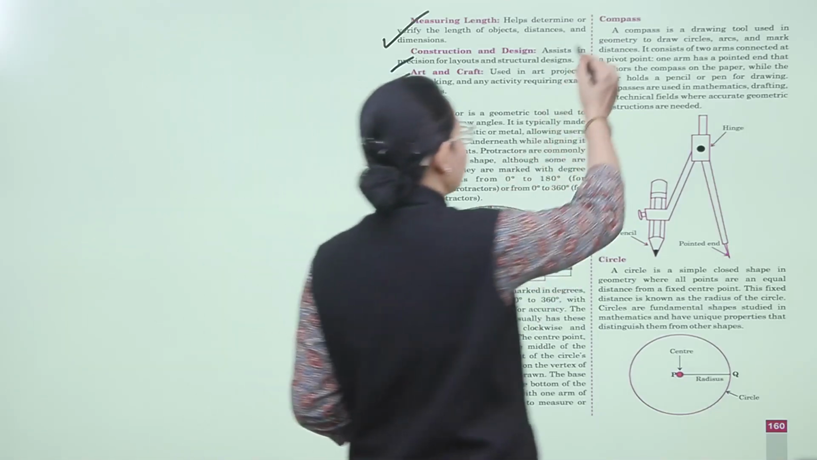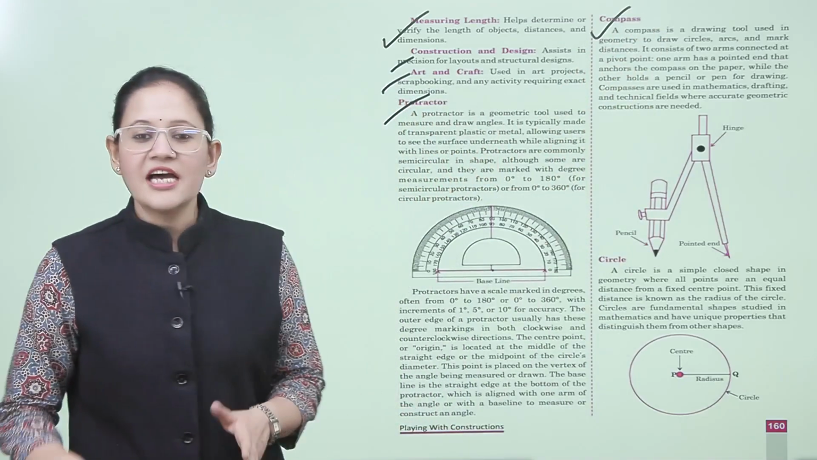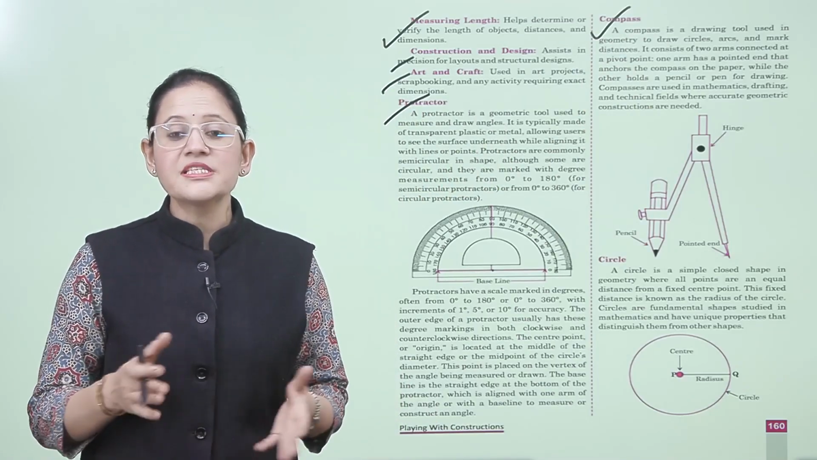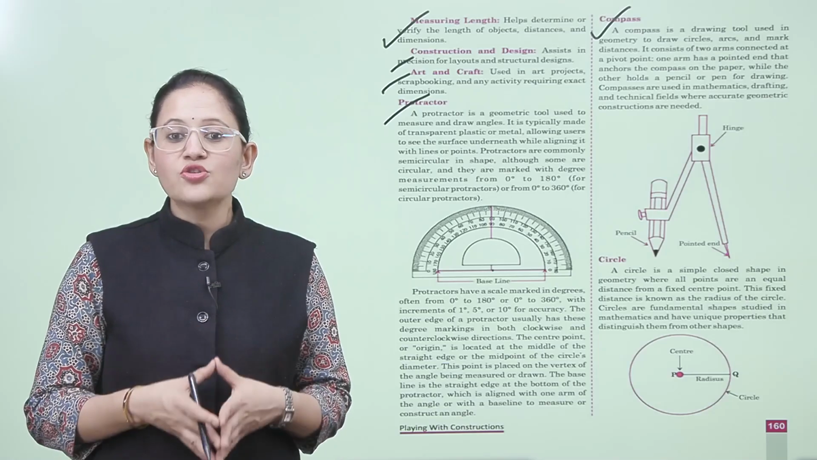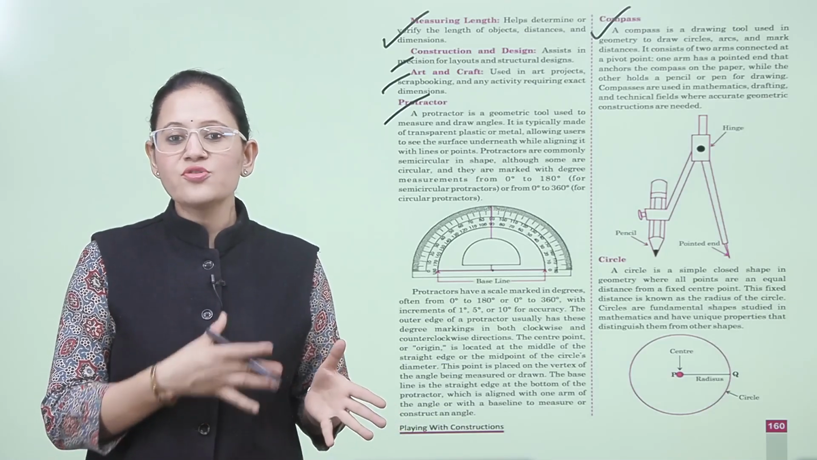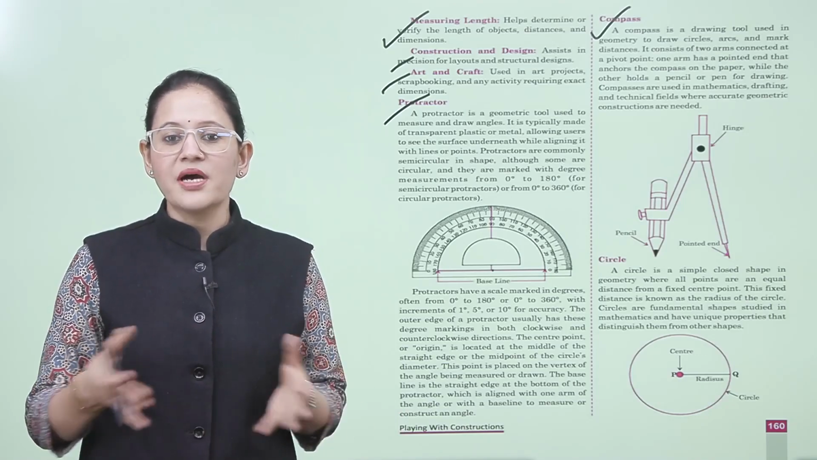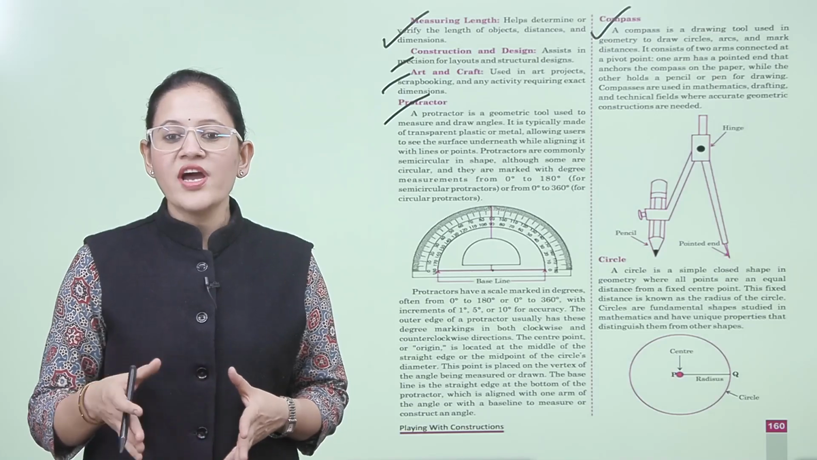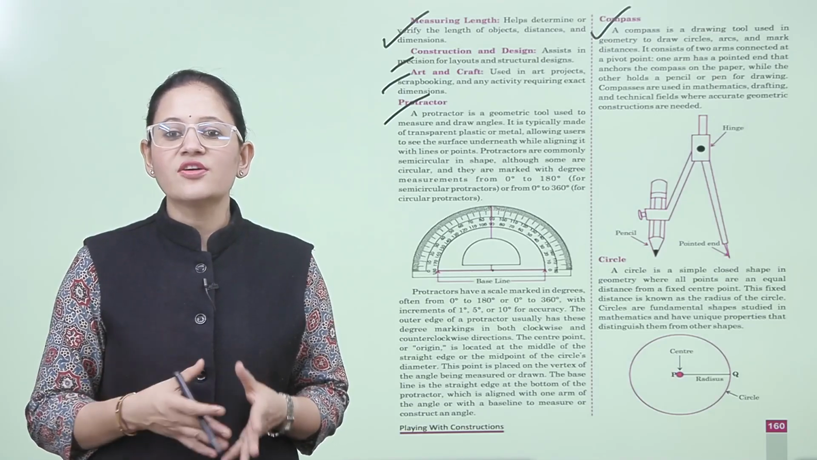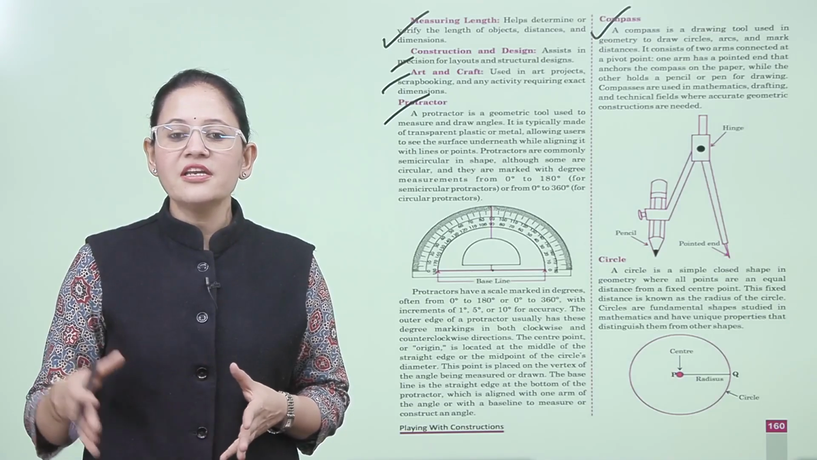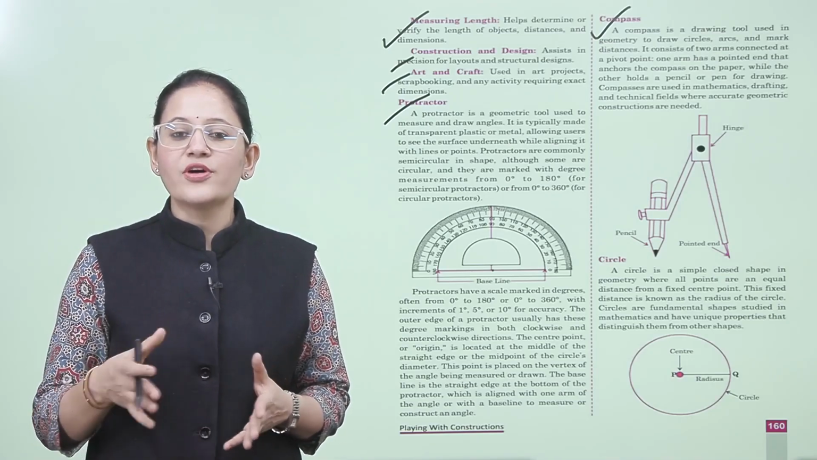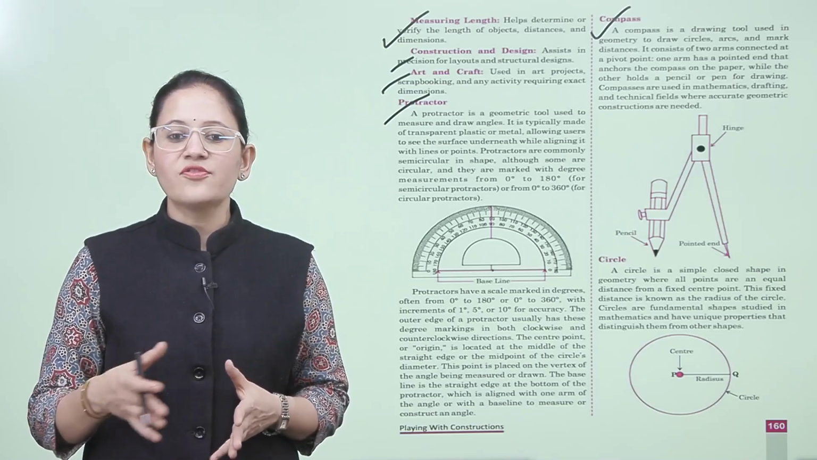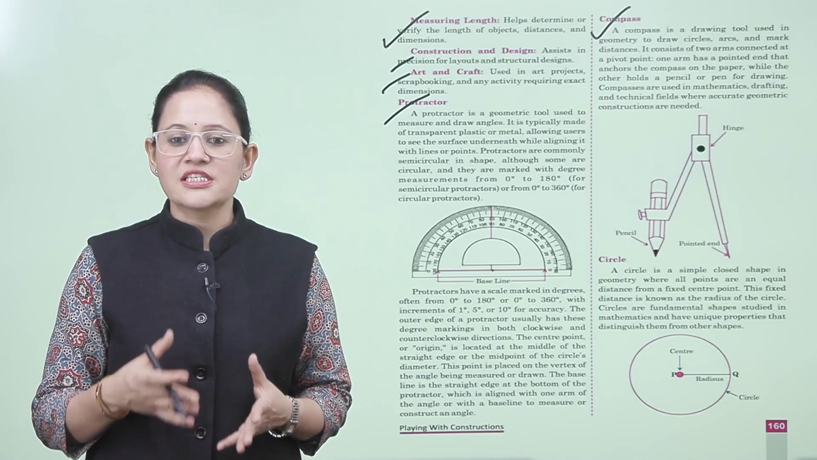Next is the compass. Another instrument that we can find in a geometry box is a compass. A compass is a drawing tool used in geometry to draw circles. Mainly we use a compass to draw circles, arcs and mark distances. It consists of two arms connected at a pivot point. One arm has a pointed end that anchors the compass on the paper, while the other holds the pencil or pen for drawing. Compasses are used in mathematics, drafting and technical fields when accurate geometrical constructions are needed.